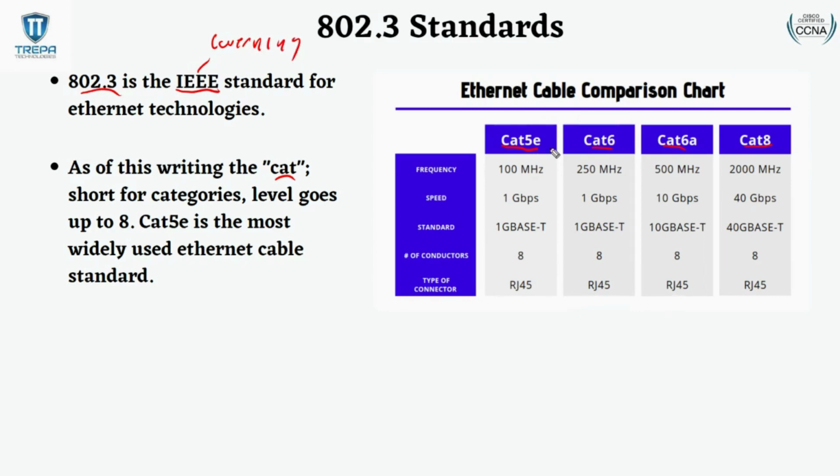As you can see here, these are the differences between these categories. 1000BASE-T stands for 1 gigabit of bandwidth, then you see Cat 8 goes all the way up to 40. Cat 6a can provide 10 gigabits of bandwidth as standard. And you can see they're all using RJ45 connector types.